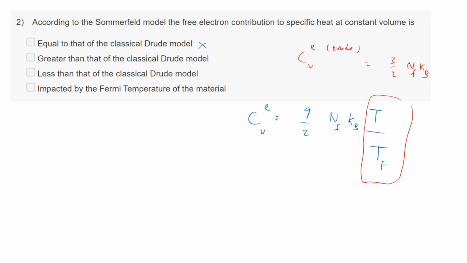Okay, let us see that. T_F is of the order of 20,000 Kelvin, and T is of the order of 300 Kelvin. So this T by T_F is of the order of 10 to the power minus 2. So it cannot be greater. But it is less than the classical Drude model by a factor of 100, because this 10 to the power minus 2 factor is there. And it is impacted by the Fermi temperature of the material. Yeah, that is true. Why? Because now we have this T_F in the denominator, which is the Fermi temperature, and it is impacted by that.